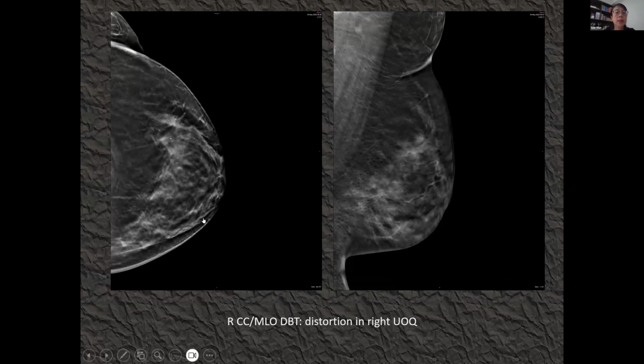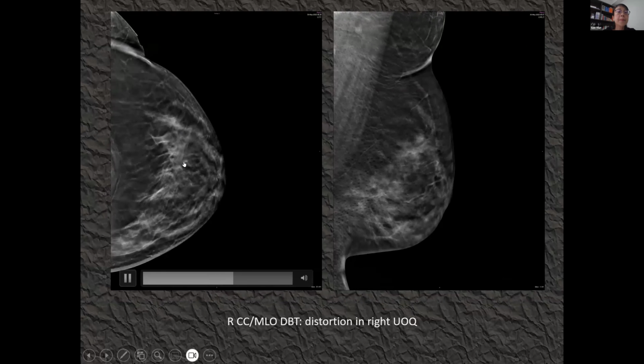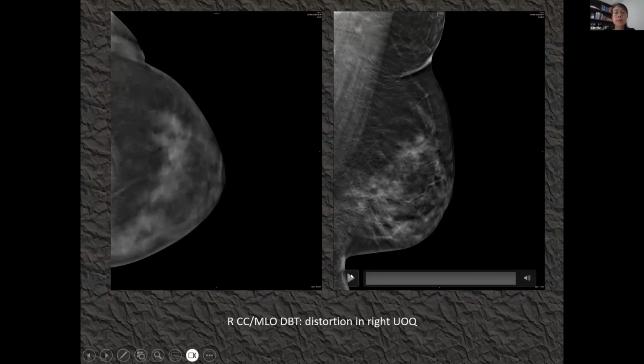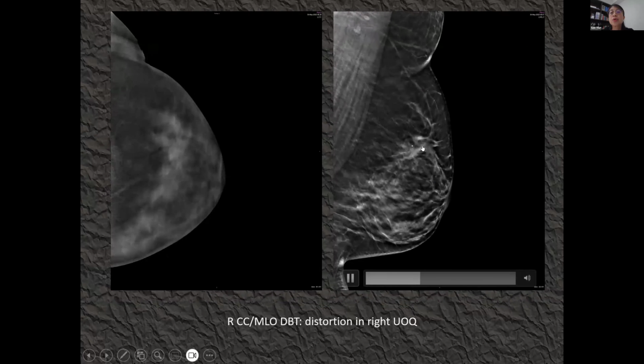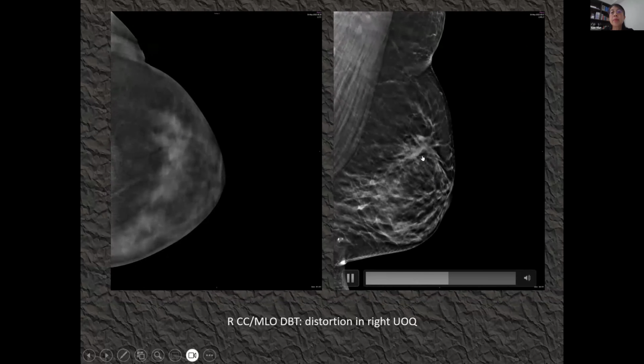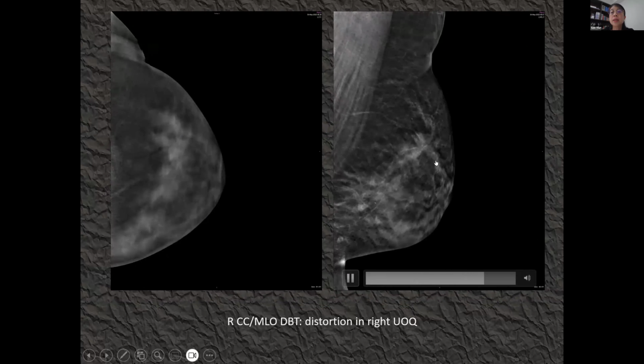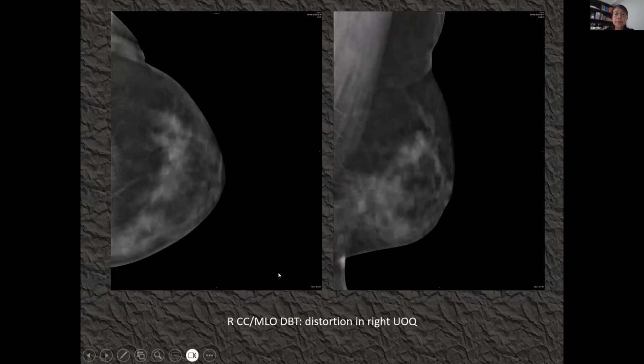This is in the CC plane. And this is in the MLO plane. And we can see distortion here. I think it's better appreciated on the MLO plane. So the MLO plane demonstrates this better and confirms the presence of distortion.